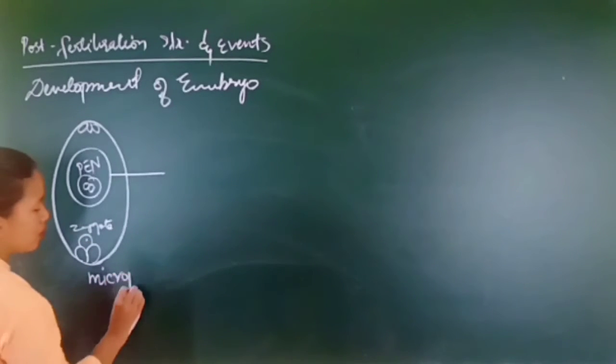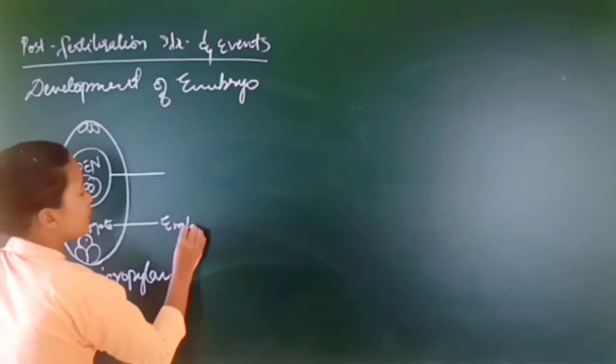Now development of embryo takes place in this micropylar region. So in the micropylar region we have a zygote. Zygote is formed by the fusion of one of the male gametes with the egg cell. So from this zygote only the embryo will develop, while earlier endosperm developed from the primary endosperm nucleus. So this is the clear idea of development of embryo and endosperm.